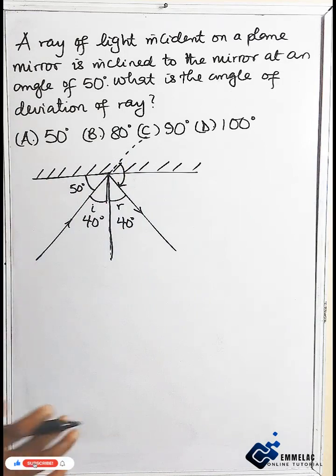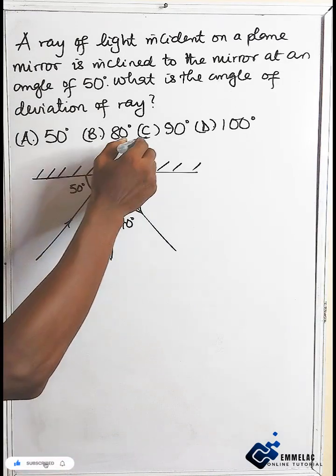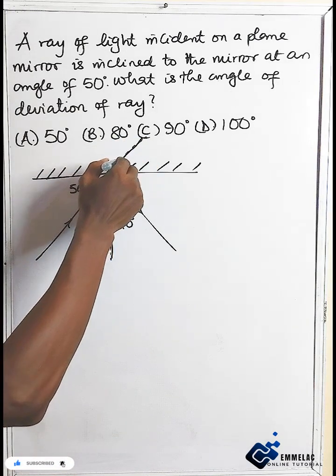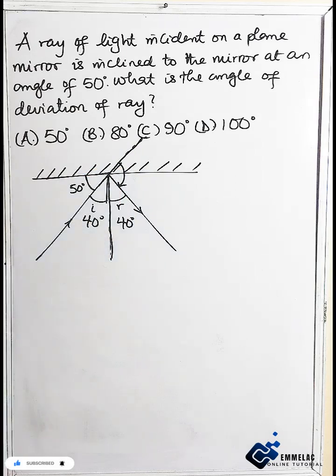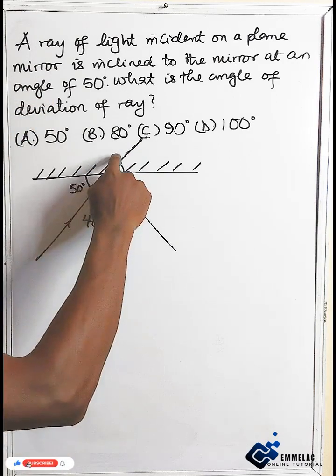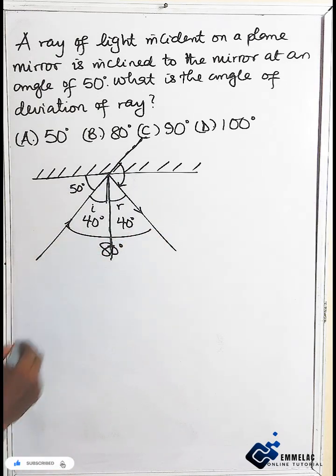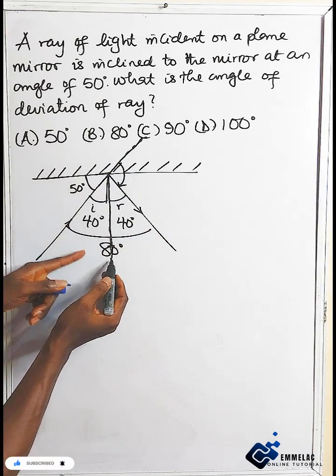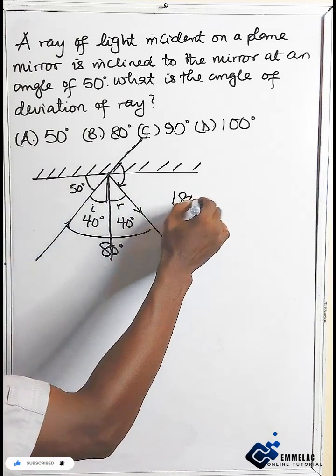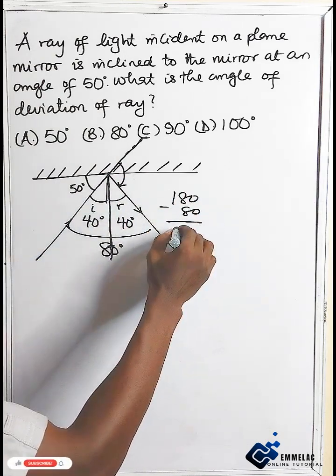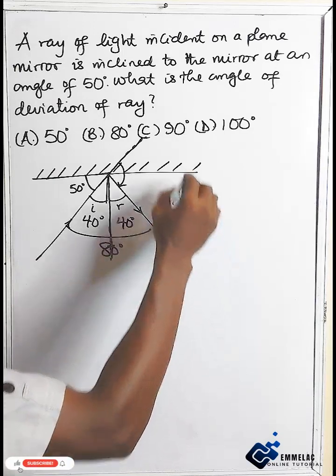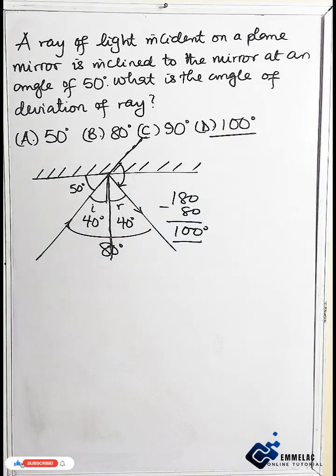So this is the angle of what? Deviation. And if you take a look at this, you see it's a straight line, which means it is what? Angle on a straight line, which is what? 180 degrees. Now to this end, how do we calculate this whole part? If this whole part is 80 degrees, it implies that 180 minus 80 should give us 100 degrees. So the angle of deviation is 100 degrees.